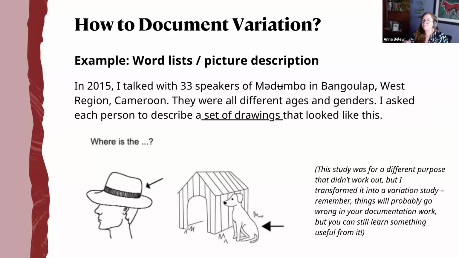So no geographic variation for the most part, even though some people might have moved there from elsewhere. But all these 33 people were all different ages and different genders. So I was looking at, is there variation by age and gender? And a caveat, I actually wasn't looking for variation when I first did this study. I was actually interested in how this language talks about space, but for various reasons, that study didn't work out, and I had to turn it into a variation study instead when I noticed some interesting stuff.